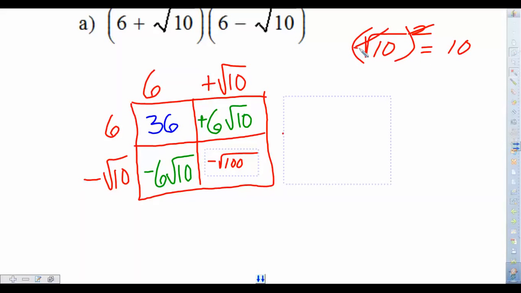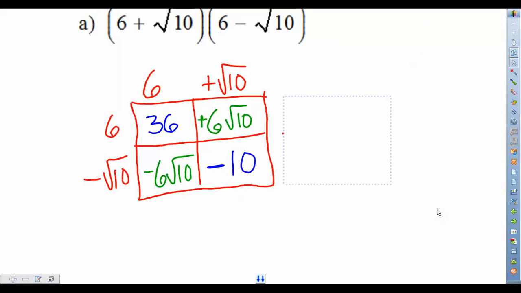If this was actually a negative, I'm sorry, I put the negative right there, it would just end up being a negative 10. Okay? So why don't we just treat it like that? And let's just call that negative 10. Now do you notice why I decided to put the 36 in blue and the negative 10 in blue? It's because those are like terms.